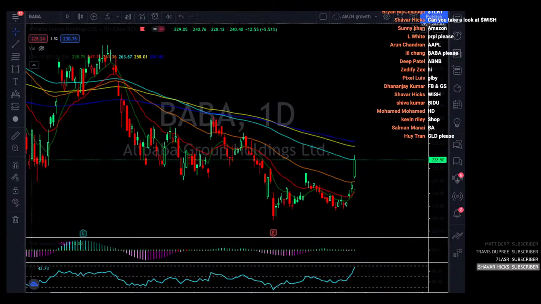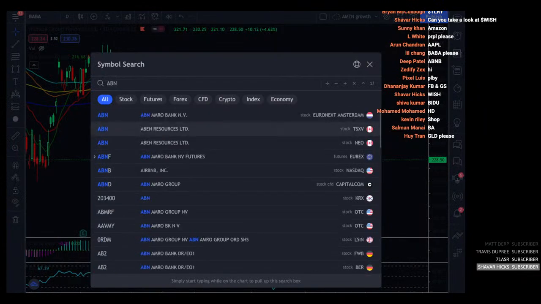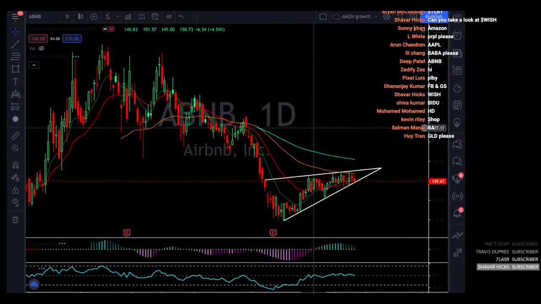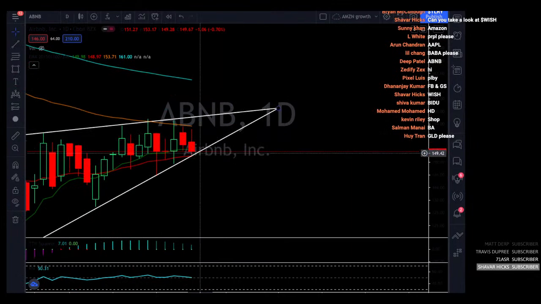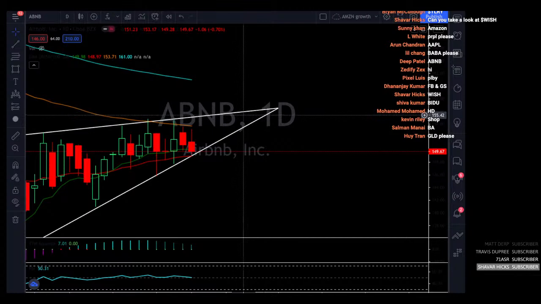Alright, and next stock is Airbnb. As I said about Airbnb a couple of days ago, it does have this rising wedge and looks like we just bounced off support. Breakouts around July 6th, July 7th, which is among a lot of other stocks like Chewy, PLTR, where it is also forming a rising wedge. Breakout is around July 6th and July 7th, so we're just gonna have to see, but I do think that we're gonna break out. Until then, we're gonna be bouncing around this rising wedge.